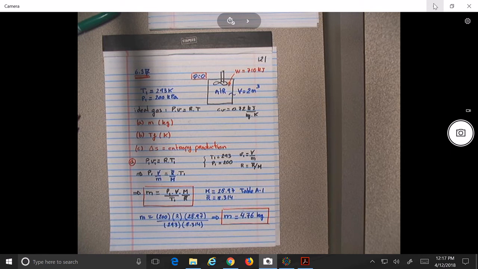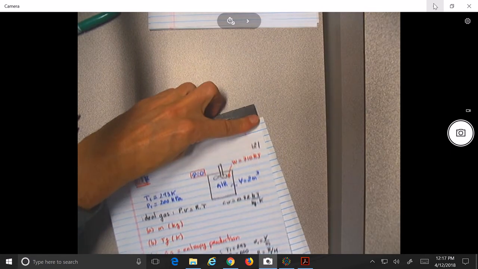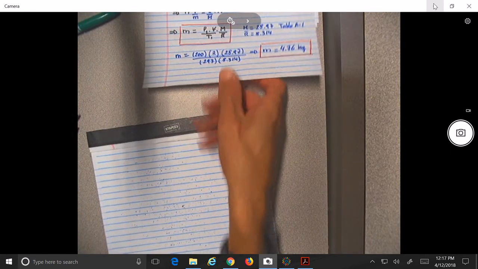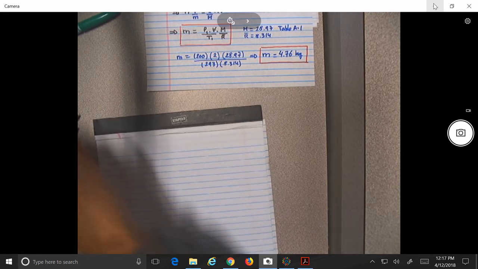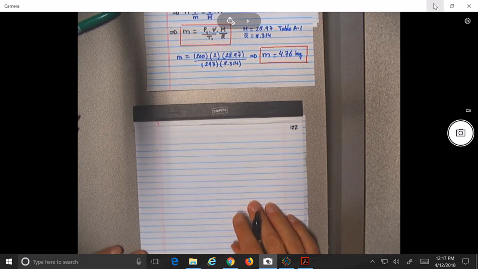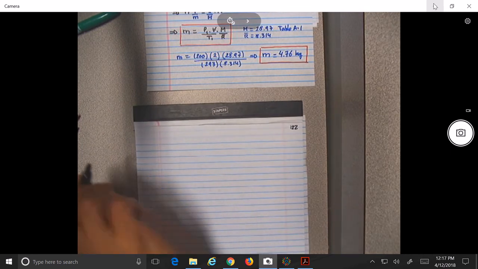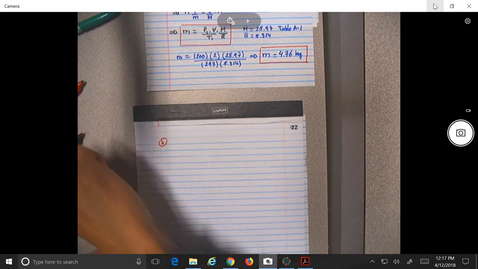Okay, so part B, which is to find the final temperature, we need to follow exactly the same procedure as we did before, no? Okay? So part B. So 122. Part B. So I start going a bit faster.